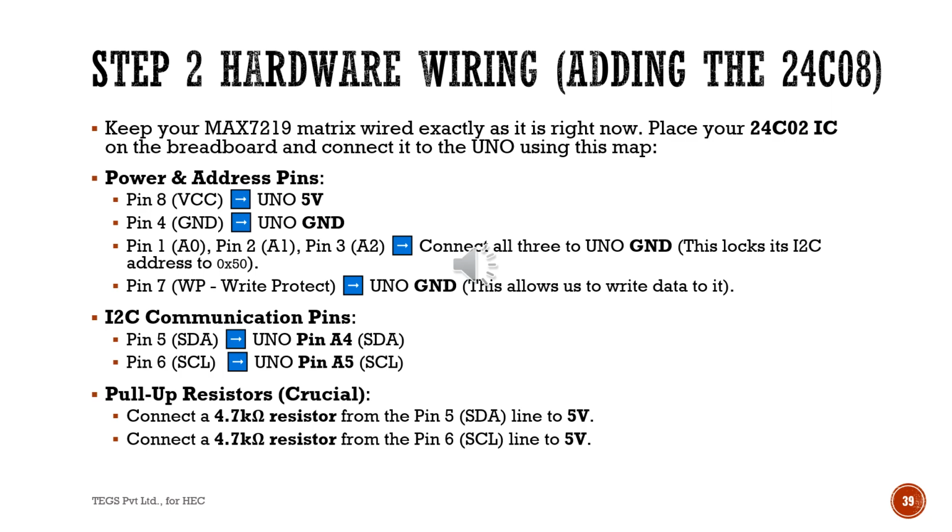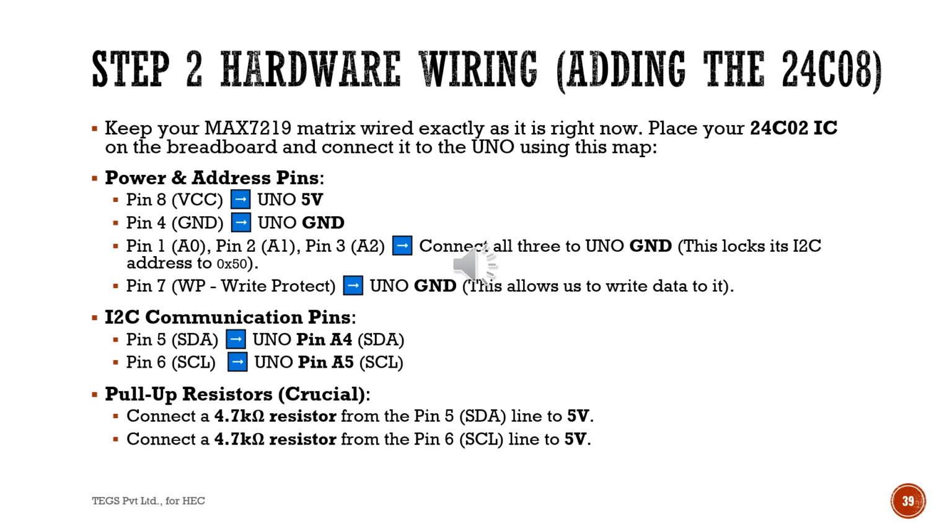Place your 24C02 or 24C08 or 24C256 IC on the breadboard and connect to the UNO using this map. The power and address pins. Pin number 8 is connected to the 5 volt. Pin number 4 of EEPROM connected to the ground of UNO. Pin 1, pin 2, pin 3 of EEPROM connected to the ground of UNO. Pin 7, write protect, connected to the ground of UNO.